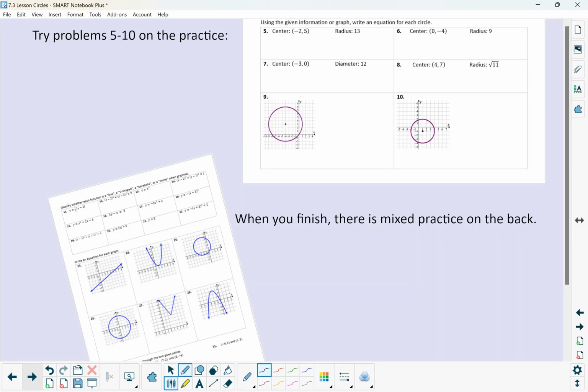Okay, that's it for circles. The bottom of your practice page has you work on writing equations, and then on the back of that assignment, it's actually mixed practice, so it's going to have absolute value functions, some quadratic parabolas, and some lines. So that's a great chance to make sure that you are getting everything into your brain, and we'll be having the review and test soon.